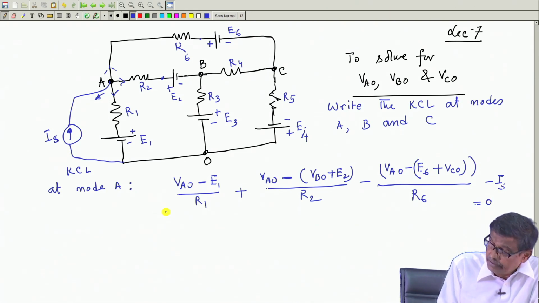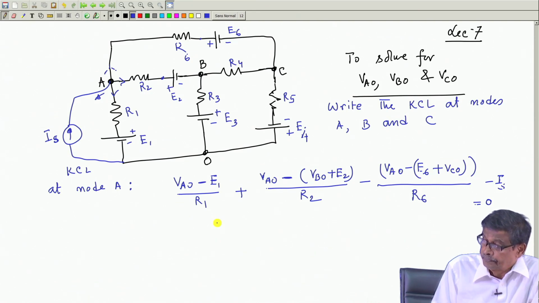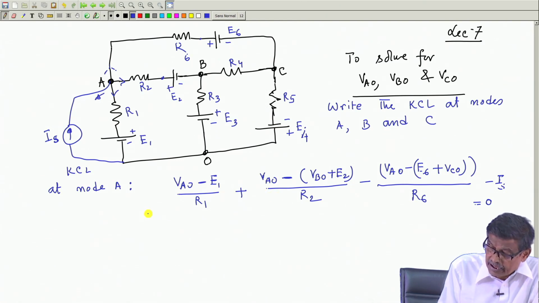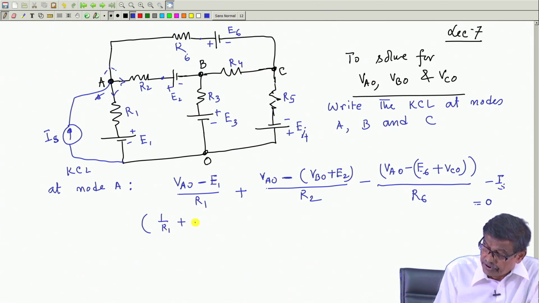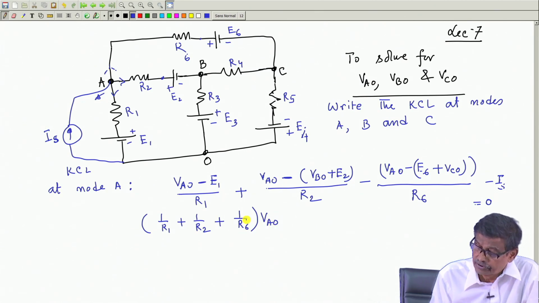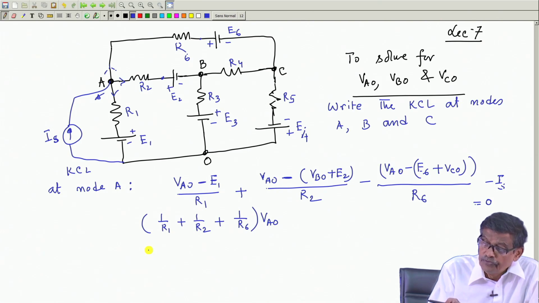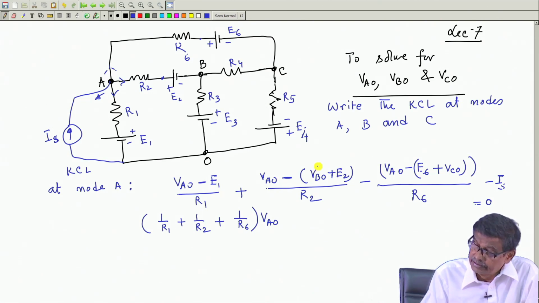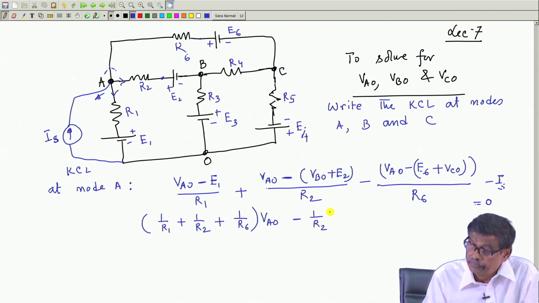Now, this equation, if you collect, if you try to find out the coefficients of VAO, it can be written as 1 by R1, collect these terms involving VAO, plus 1 by R2, plus 1 by R6, into VAO. This will be the coefficient of VAO. What is the coefficient of VBO? You can see that is this term, minus 1 by R2 into VBO.